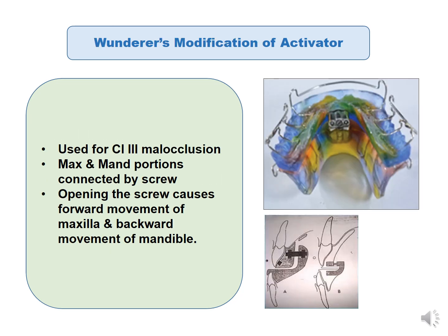Now another modification is known as the Wunderer modification. This modification is used for class 3 malocclusions, whereby the maxillary and the mandibular portions are connected by a screw. Opening of the screw causes forward movement of the maxilla and a backward movement of the mandible.